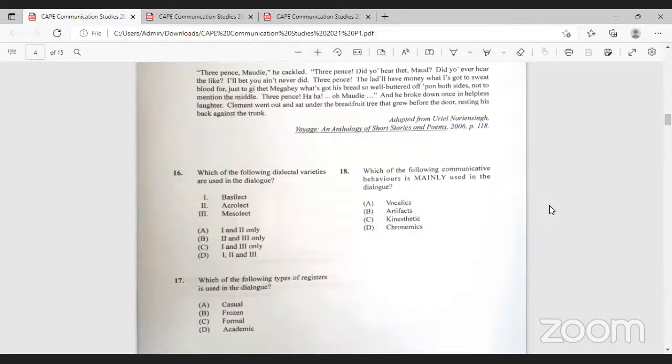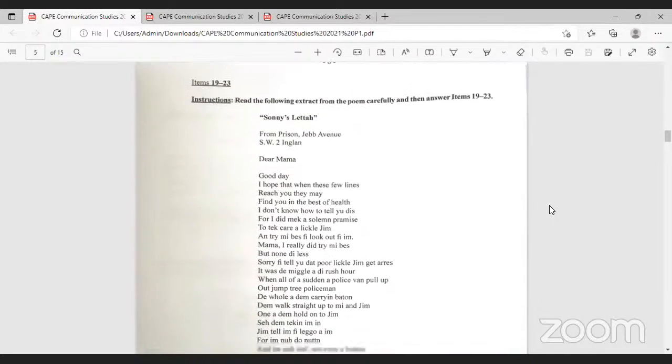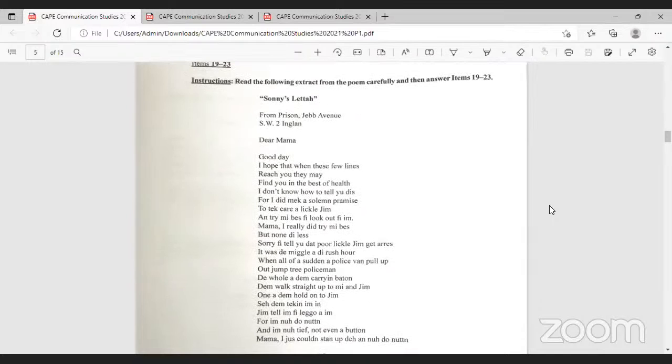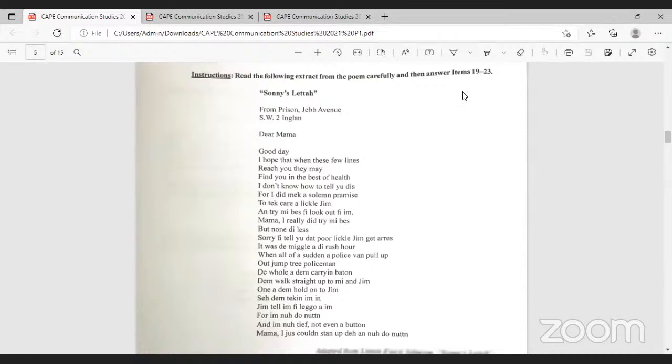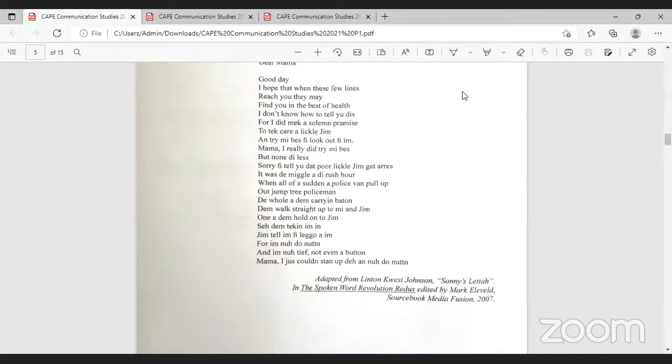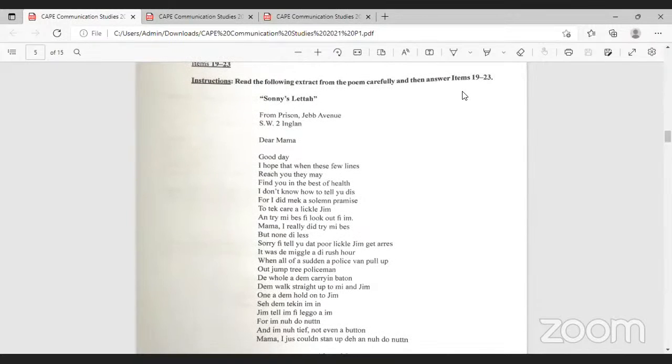All right. Moving on. This poem. So Sonny's letter from prison, Jeb Avenue, Southwest England, by Linton Kwesi Johnson. Very famous poem.